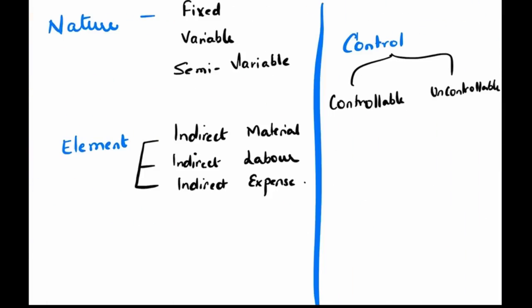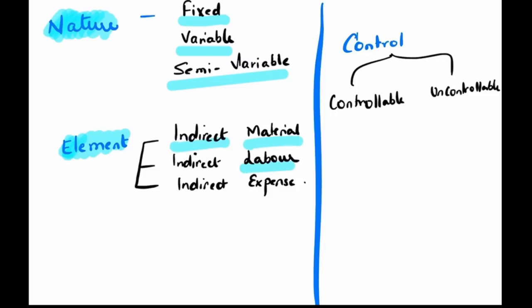Now there are other classifications which are not important for your exam. If the overheads are classified based on the nature, we have fixed, variable and semi-variable. If it is based on the element, we have indirect material, indirect labor and indirect expenses. Controllability is overheads which can be controlled and which cannot be controlled.